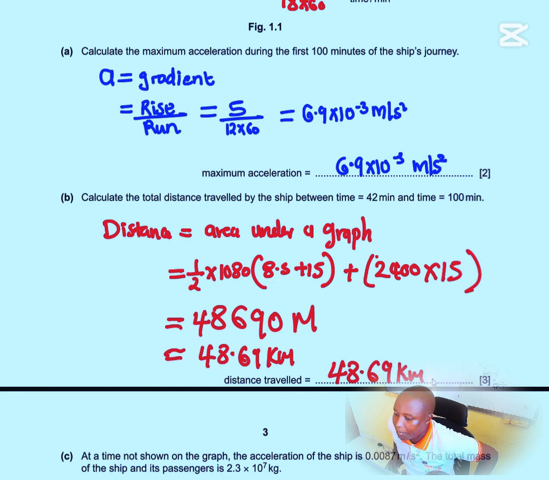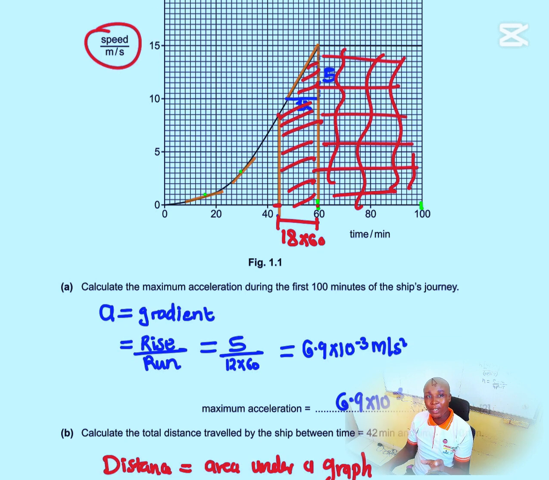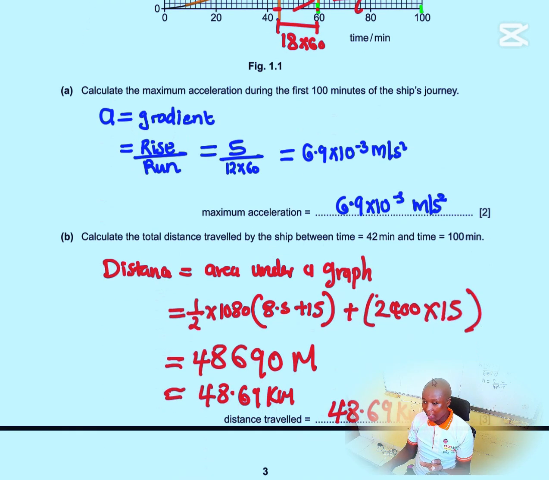Right, so the takeaway from this particular tutorial is to ensure that when you are working out acceleration from a speed time graph, you work out the gradient, and when you are working out distance covered by the object in a given section of a graph, you work out the area under the graph, right?